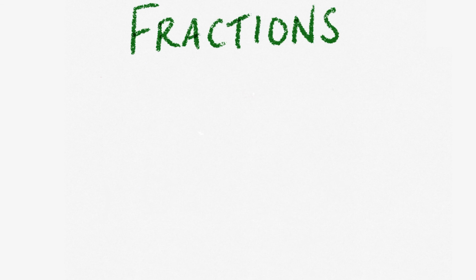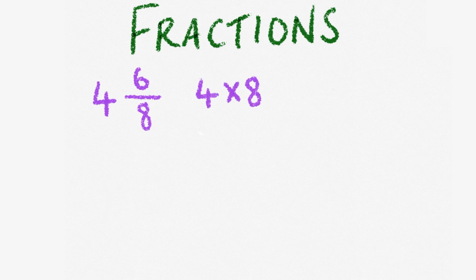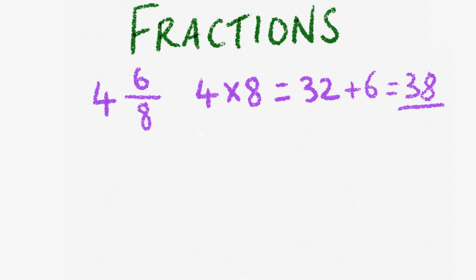If I have the number 4 and 6 eighths, well then I simply multiply 4 by 8, which is our whole number by our denominator. 4 times 8, of course, is 32. And we add on that 6. 32 plus 6 equals 38. 4 and 6 eighths equals 38 eighths.